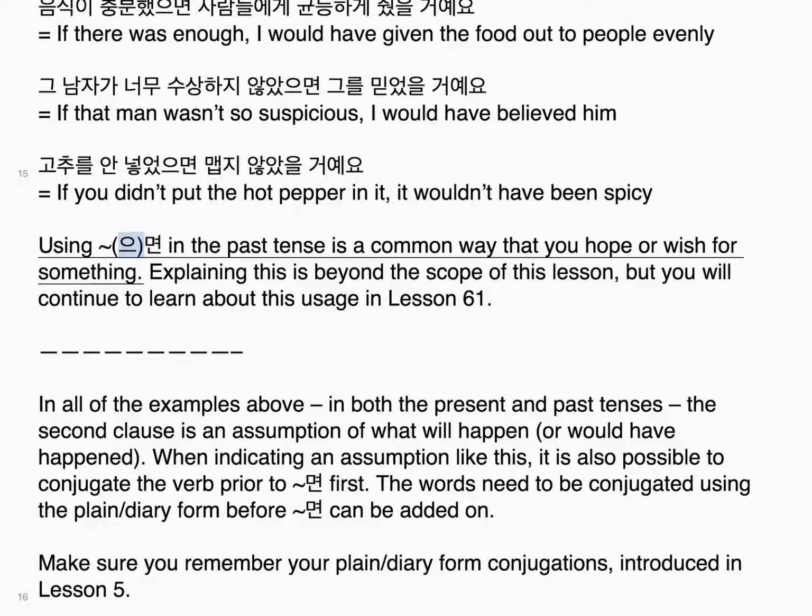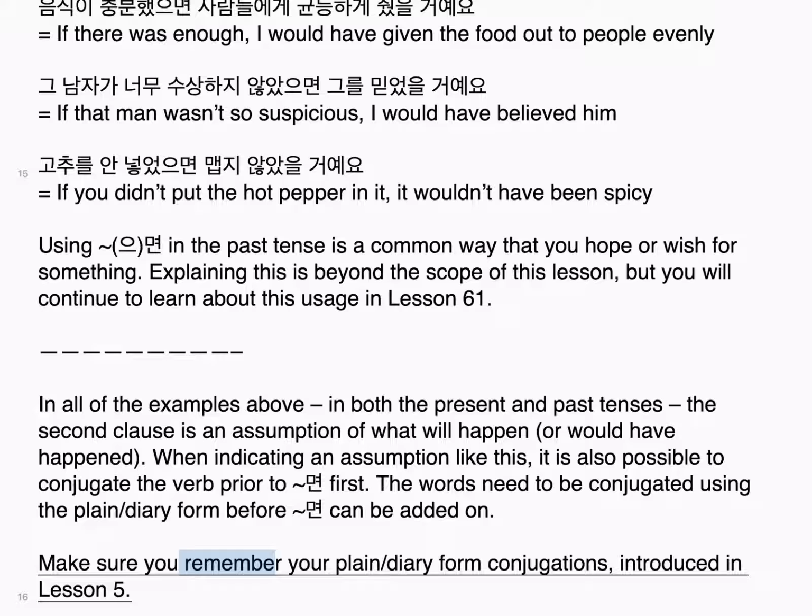Using 으면 in the past tense is a common way that you hope or wish for something. Explaining this is beyond the scope of this lesson, but you will continue to learn about this usage in lesson 61. In all of the examples above, in both the present and past tenses, the second clause is an assumption of what will happen or would have happened. When indicating an assumption like this, it is also possible to conjugate the verb prior to 면. First, the words need to be conjugated using the plain diary form before 면 can be added on.